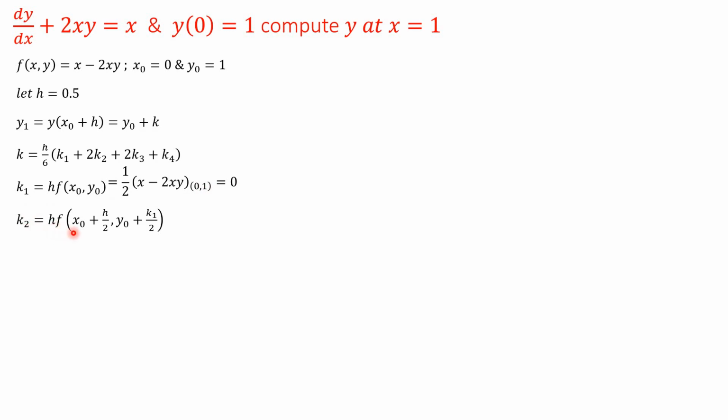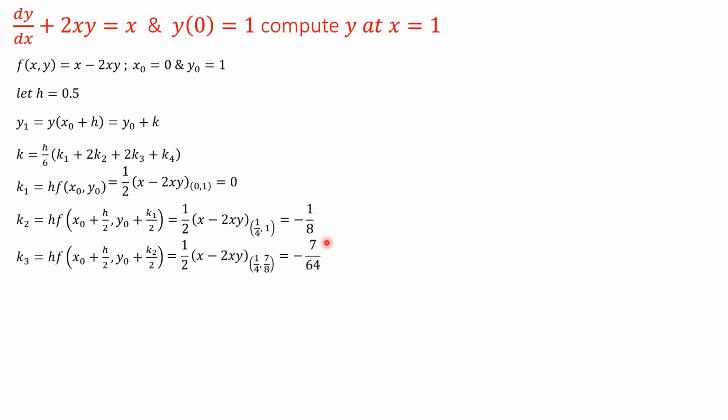The formula for k2 is h into f(x0 + h/2, y0 + k1/2). k1 is 0, h is 0.5, x0 is 0, y0 is 1. So you have to find 1/2 times (x minus 2xy) at 1/4 comma 1. x0 plus h/2 will be 1/4, and y0 plus k1/2 will be 1. So this is minus 1/8. Similarly, we will find k3, which is minus 7/64. You can go through these calculations also, or you can solve this example on your own and check these values of ki's.